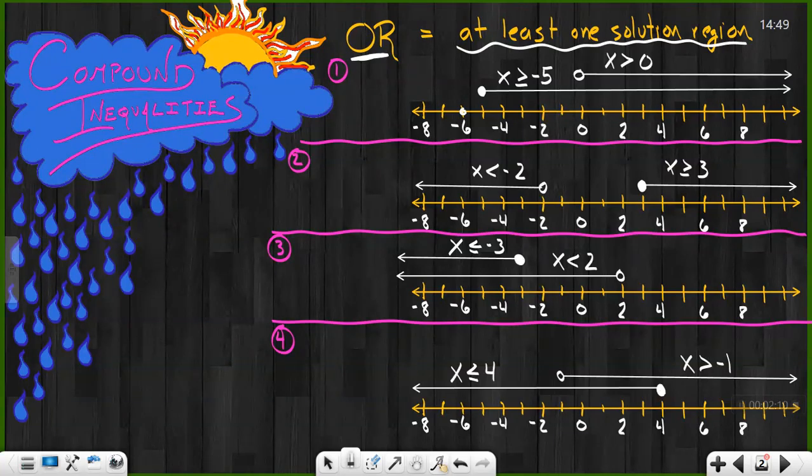But let's check negative 6. Is negative 6 true? Well, no. Negative 6 is not greater than or equal to negative 5, and it's also not greater than 0. Negative 6, and if you notice, if I come straight up from negative 6 here, I don't hit a solution region. Everywhere else, I hit at least one solution region. All of these points, all the way down here, they're all part of my solution region because they hit at least one of my solution regions. In or, you just need to hit one of them, and we're good.